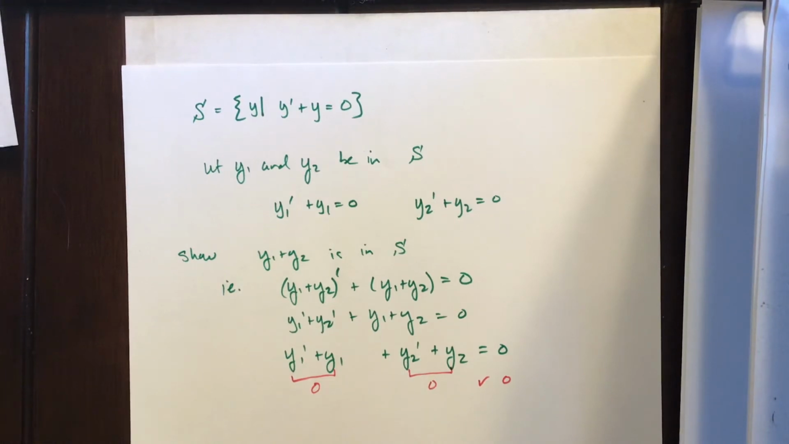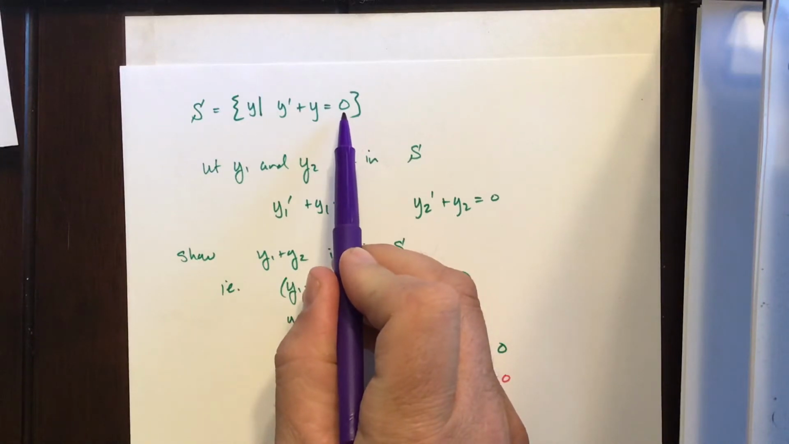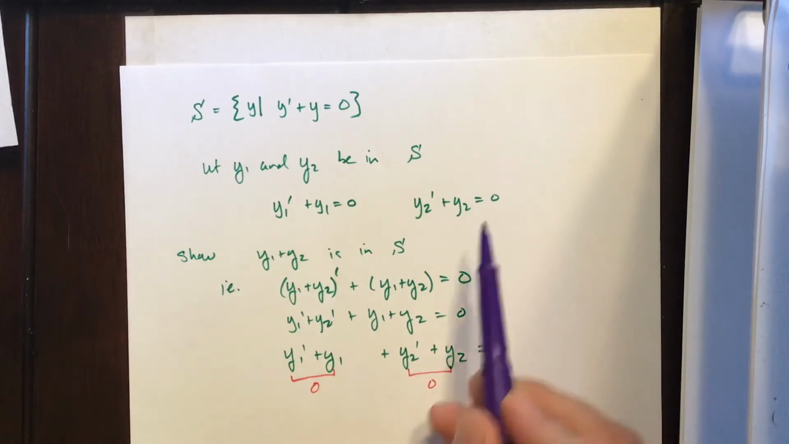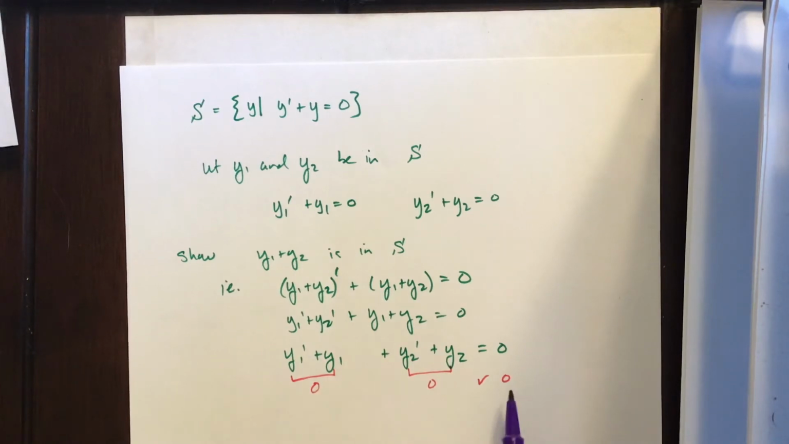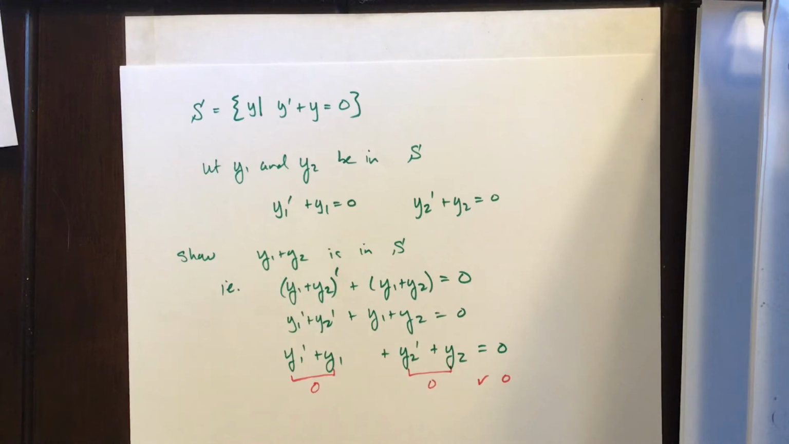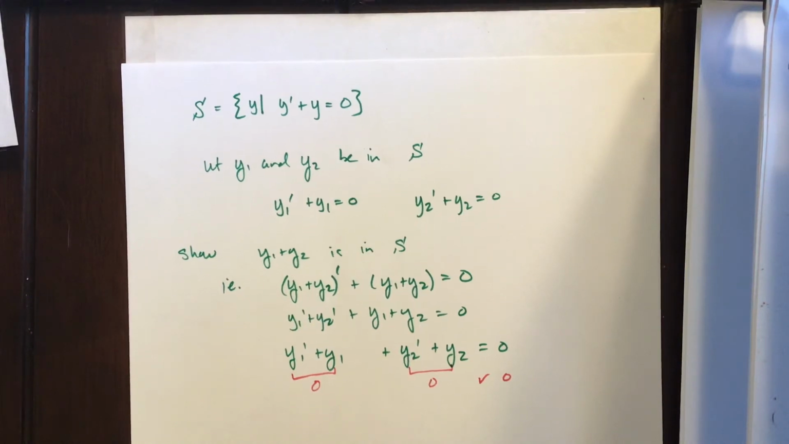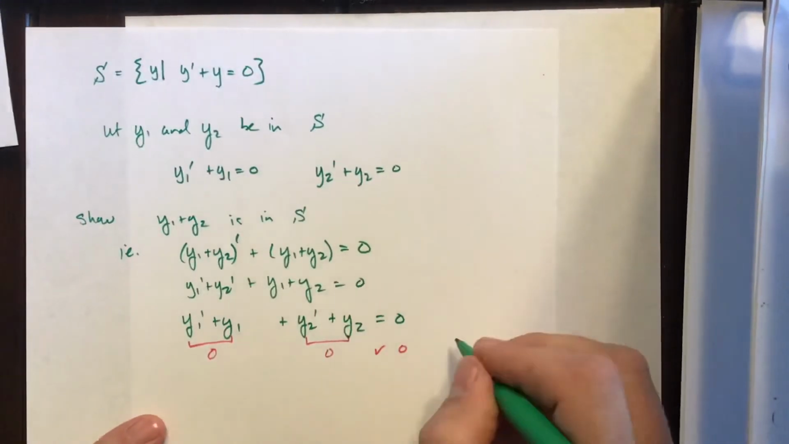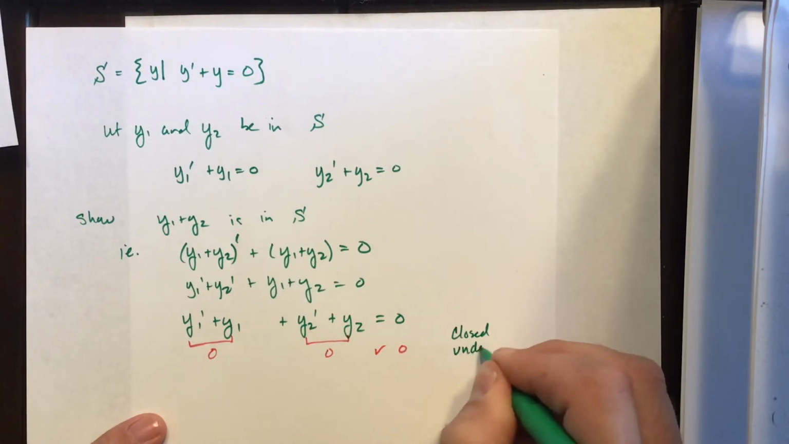Now, the follow-up problem in the notes asks what happens if this were 3 instead of 0. Okay, if this were 3 instead of 0, then y1 prime plus y1 is 3, y2 prime plus y2 is 3, and by assumption, this is 3, and this is 3, and 3 plus 3 is 6, not 3. And so y1 plus y2 would not be in S, and thus the set where y prime plus y equals 3 is not closed under addition, and therefore is not a subspace. So we're kind of doing both versions of this problem all in one. There's something special about this being 0. So we're closed under addition. So I'll say closed under plus.